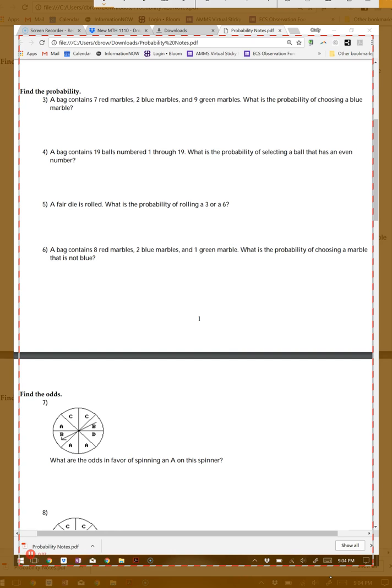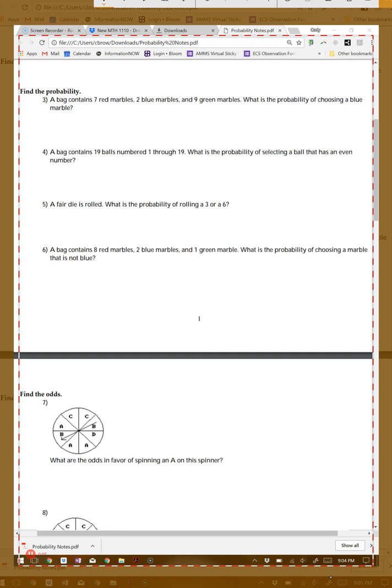If you look at these four problems, we got a bag with some colored marbles. That's pretty customary to see that. A fair die is rolled. We can assume it's six-sided. Another bag, you can see some spinners. That's pretty old hat as far as probability problems go, especially theoretical probability.